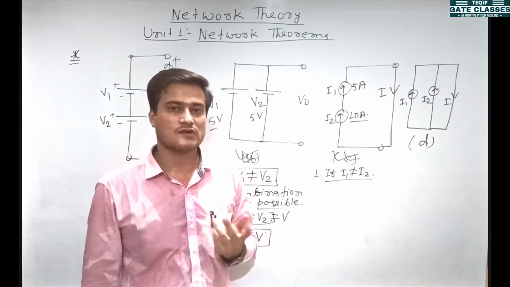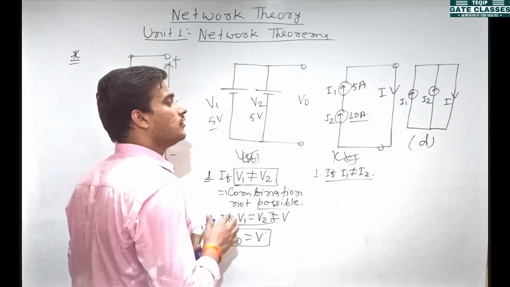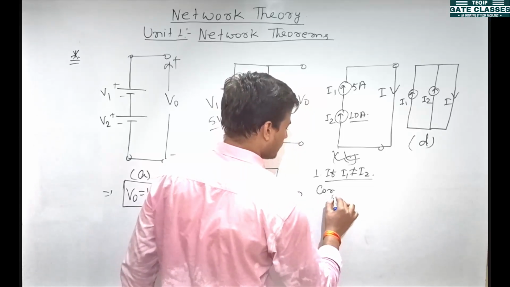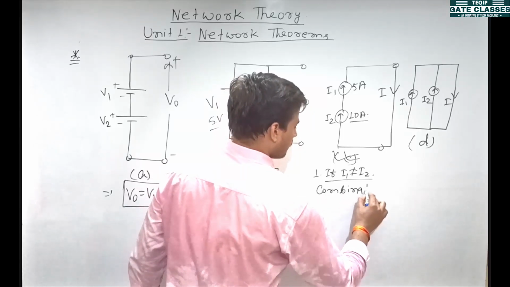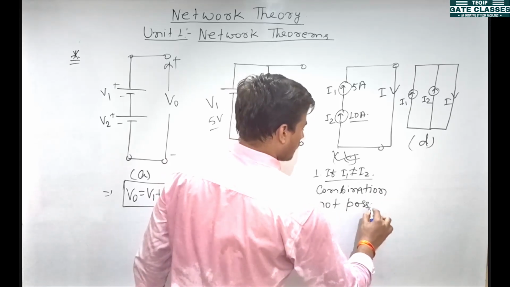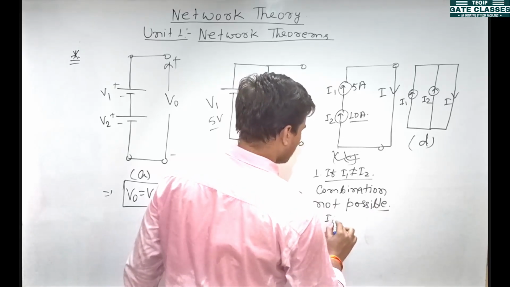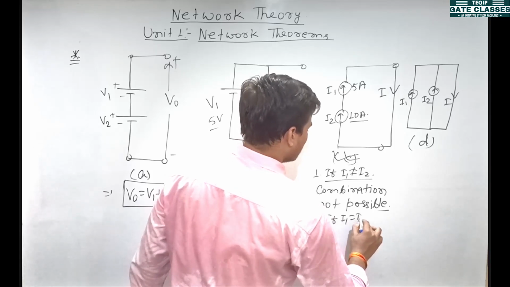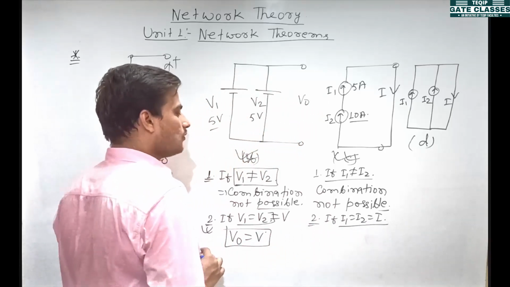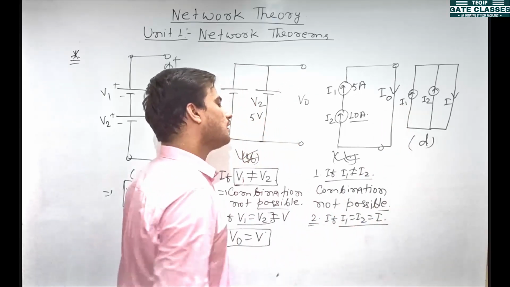Clear? So now what will happen? Again, this type of combination is not possible. So right here, combination not possible. Second case, if I1 is equal to I2 is equal to I. If I1 is equal to I2, suppose this current is I0. So if these two currents are equivalent, these are equal to I.